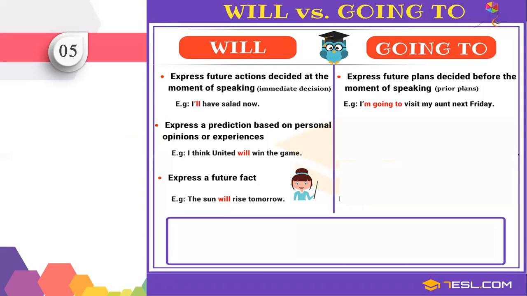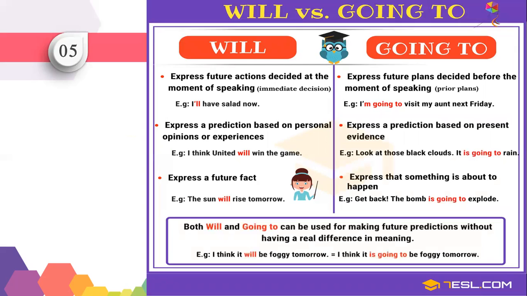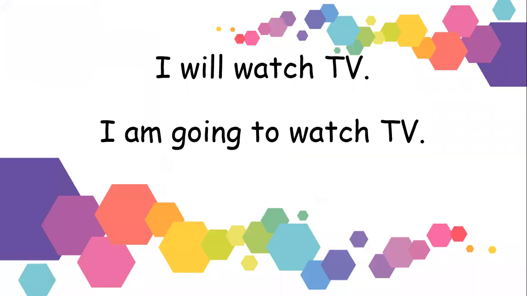So back to the uses of will. Offer, request العرض والطلب. Spontaneous decision قرار مفاجئ. Prediction with no evidence تنبؤ الغير مبني على دليل. Promise الوعد. Threat تهديد. I will watch TV. It's a spontaneous decision قرار مفاجئ عشوائي. I'm going to watch TV. So I've planned to watch TV.